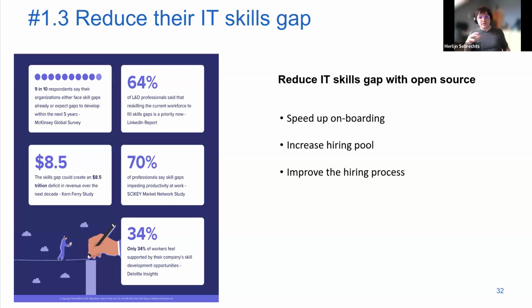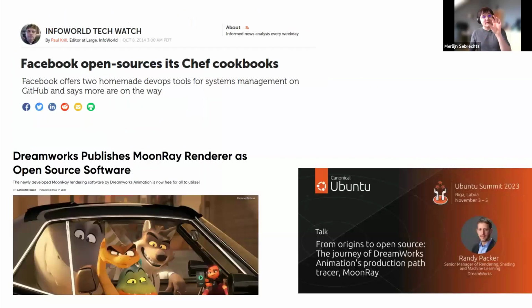It's the same with the hiring pool. A lot of companies use open source software internally in order to have a larger pool of candidates to hire from, and also to improve the hiring process. A big example of that is Facebook. A few years ago, they open sourced their chef cookbooks. So chef cookbooks are internal automation infrastructure to manage servers.